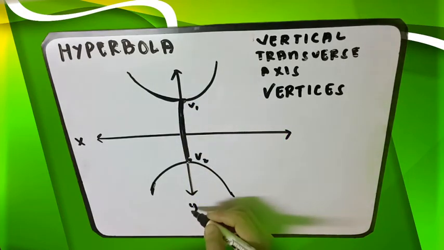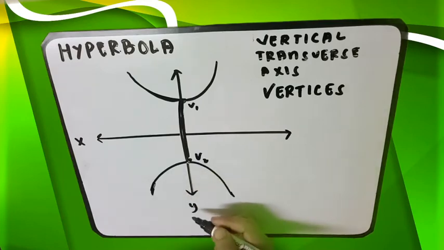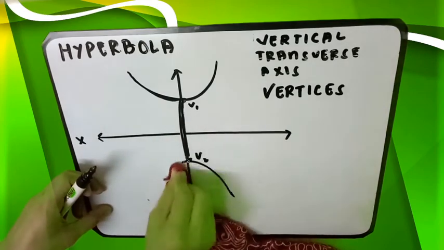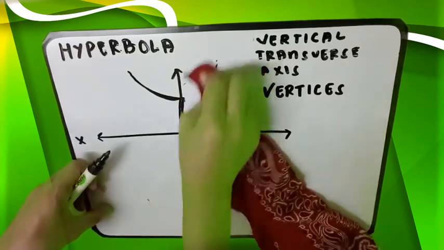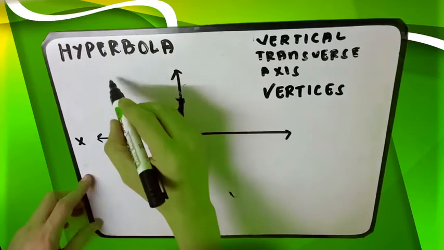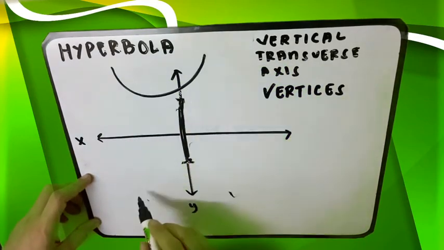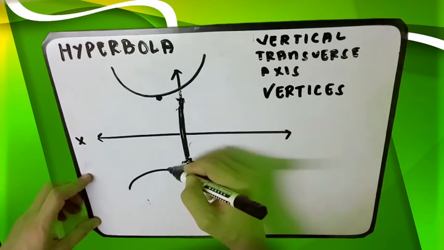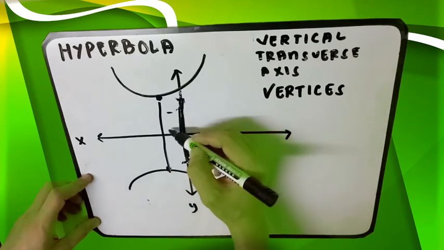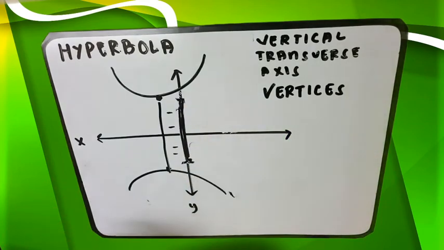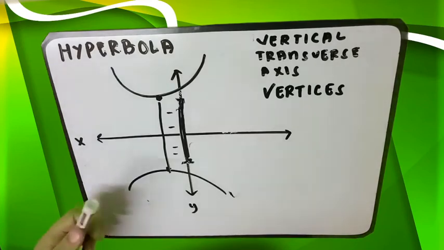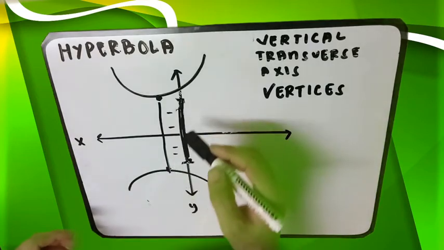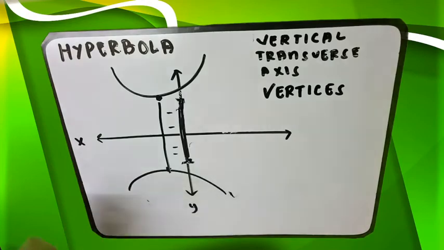Kasi nasa y-axis siya. Paano kung wala siya sa y-axis? Pwede rin, basta parallel siya dito sa y-axis. Halimbawa, ang graph nyo ay medyo pangit lang. Ito halimbawa yung vertex 1, vertex 2. As long as parallel siya dito sa y-axis, that's still a vertical transverse axis. So it can be in the y-axis or parallel to y-axis.